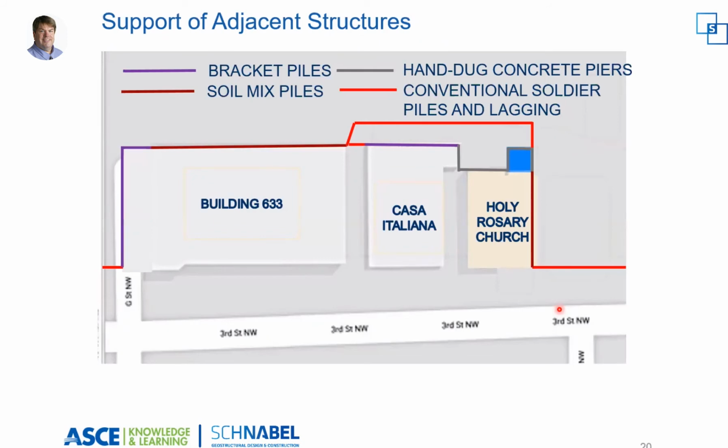So how do we support everything? We used a combination of bracket piles on some of the structures, hand-dug concrete piers. Hand-dug concrete piers were used at the bell tower, and then there was a shallow excavation at the Holy Rosary Church. And then we used the drilled-in soil mix piles along the office building 633 and the Holy Rosary Church. And then we used conventional beams and lagging where we were away from the structures. And the Holy Rosary Church is kind of what we're going to be looking at as far as the deflection-based design.